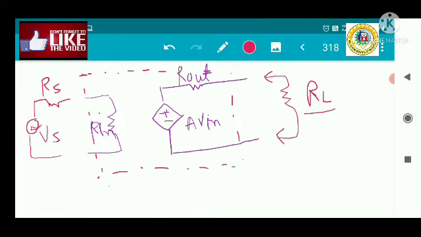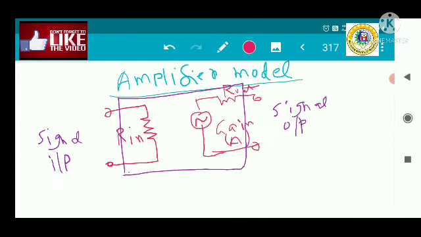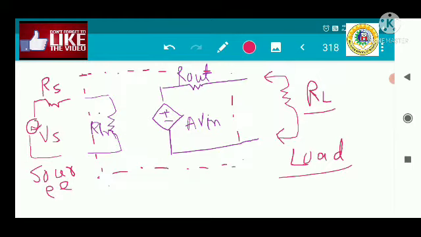So this is the input source, this is the source, and this is the load. So how is the amplifier being connected? This is the amplifier model, and how the source is connected to the amplifier input, and how the load is connected to the amplifier output.